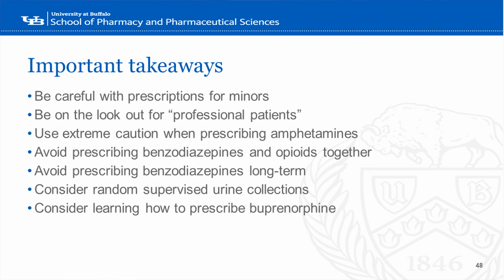Use extreme caution when prescribing amphetamines to these patients. Avoid prescribing benzodiazepines and opioids together. Avoid prescribing benzodiazepines long-term. Consider random, supervised urine collections for accurate sampling. And consider learning about how to prescribe buprenorphine and getting your, quote, X number from the DEA.